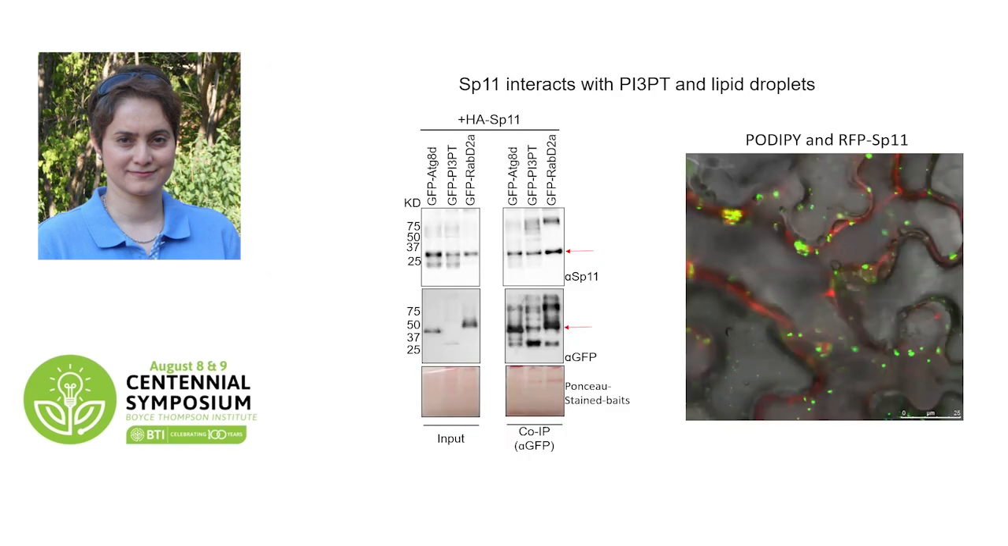My reciprocal co-IP also proved that this protein, the phosphatidylinositol 3-phosphate transfer protein, could pull down SP11, as RAB did and as that ATG8 isoform did.